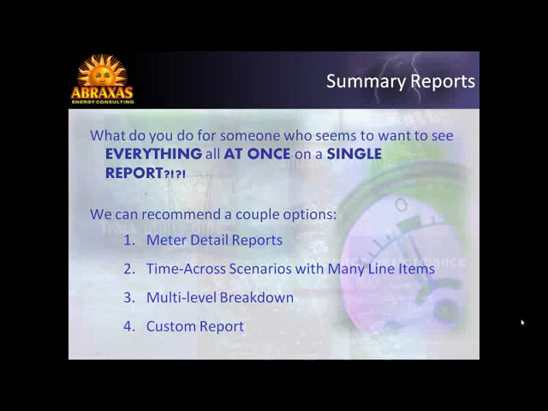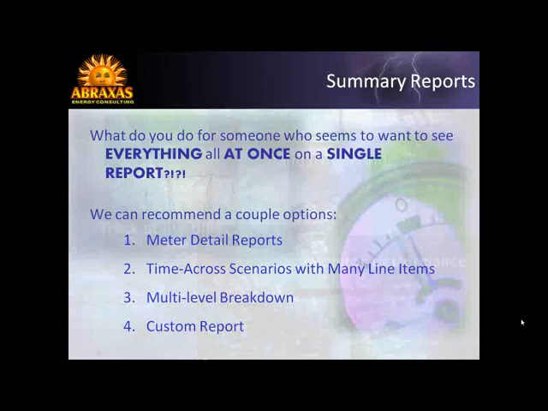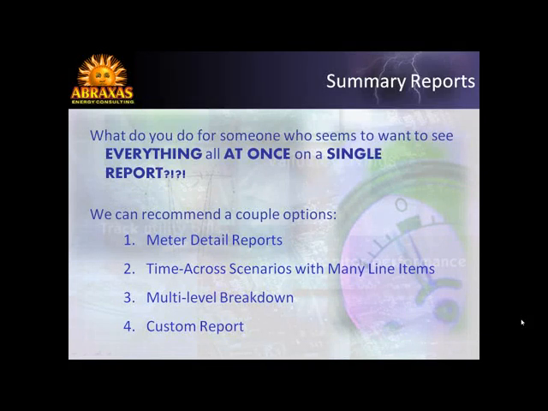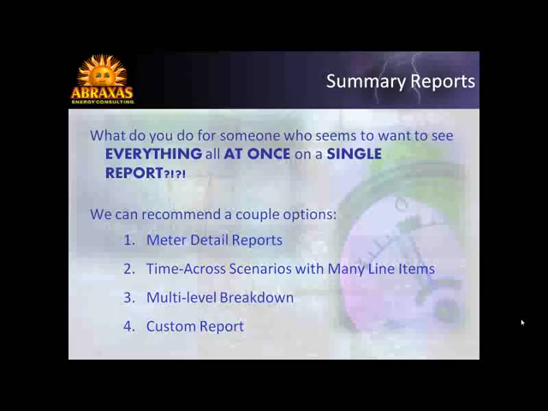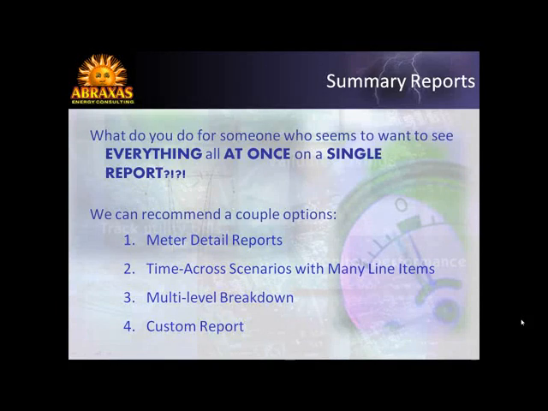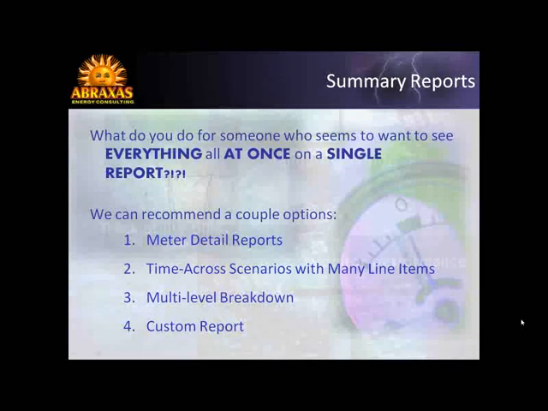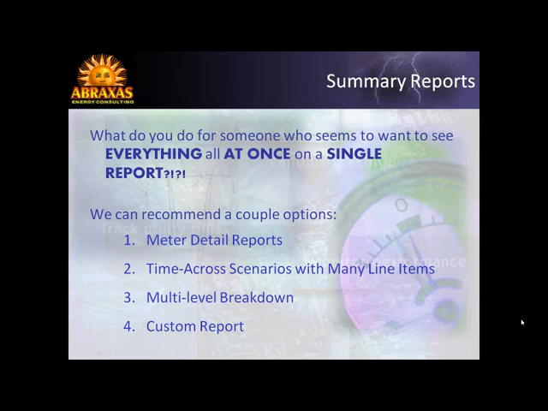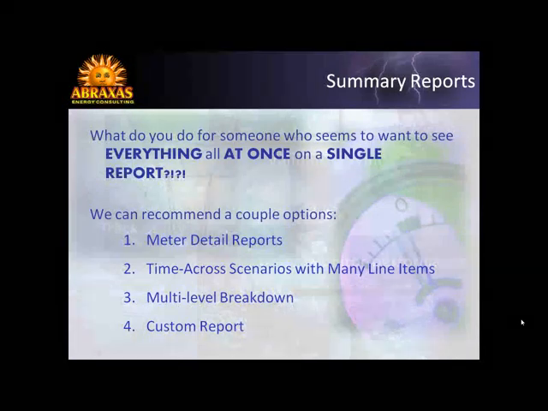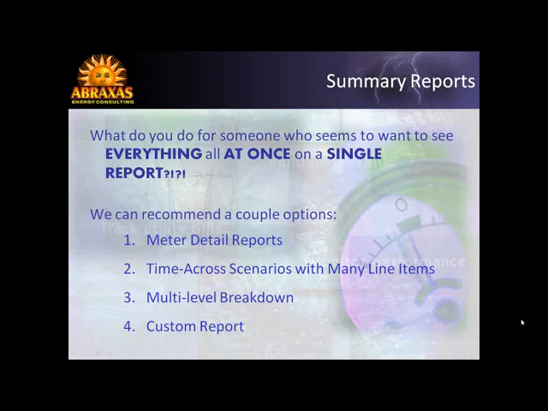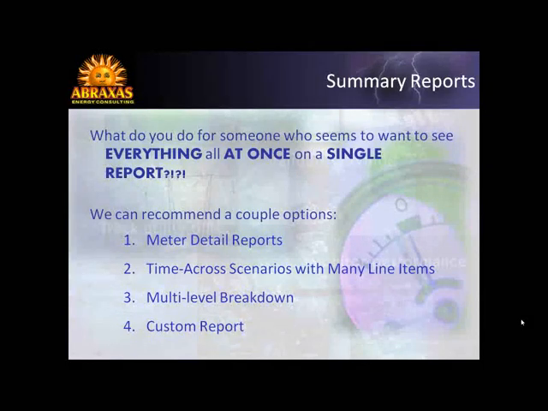And so we have a few options for you. The meter detail report, the time across scenarios report, which we ran earlier with one line item. Now we're going to run it with many line items. There's the multi-level breakdown, and another option is the custom report. So if you still don't see the option that you're looking for in ReportMaker after this presentation, I would give us a call just to make sure that there isn't another report that we haven't mentioned.